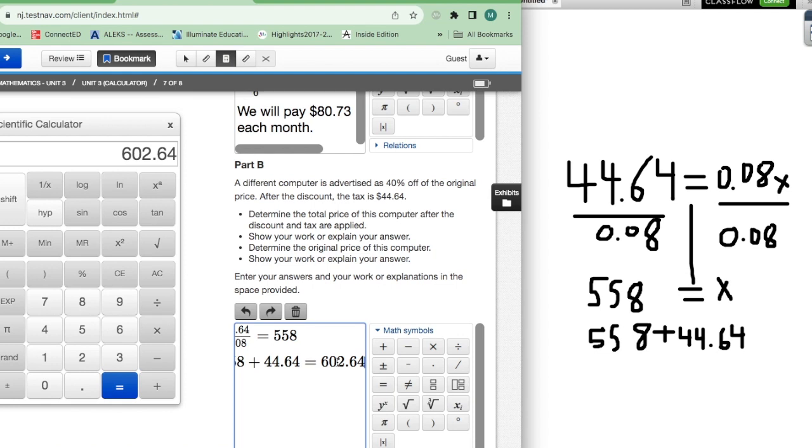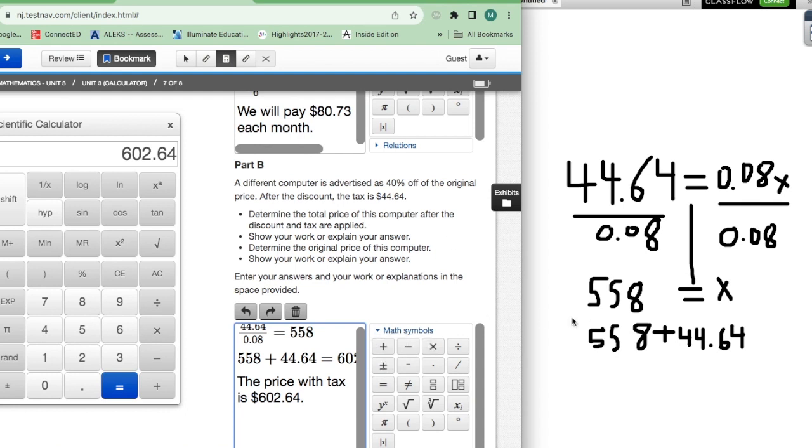602.64. Now, this is another one where it says enter your answers and your work or explanations. So here's our work, and then we can do the answer. So we can say the price with tax is $602.64. Now we need to determine the original price of the computer.